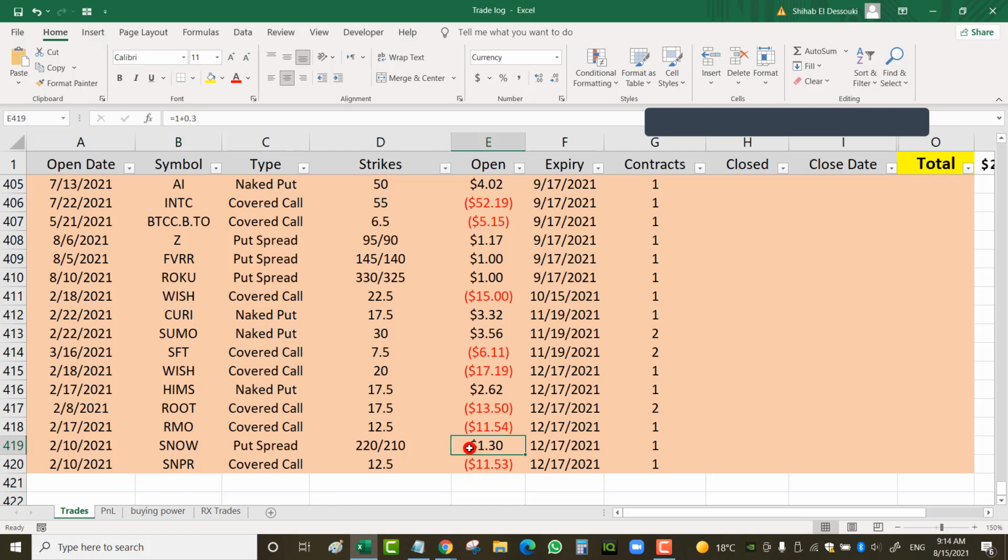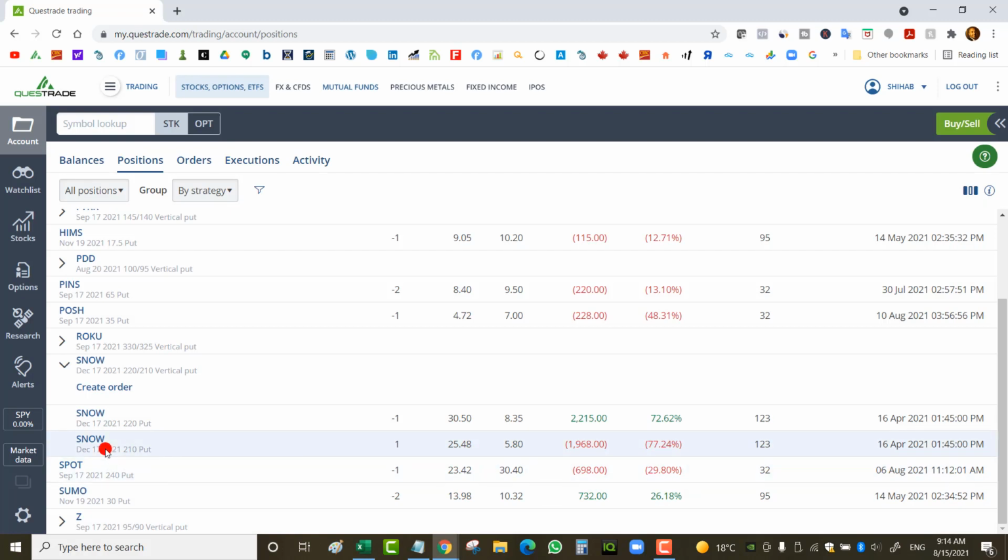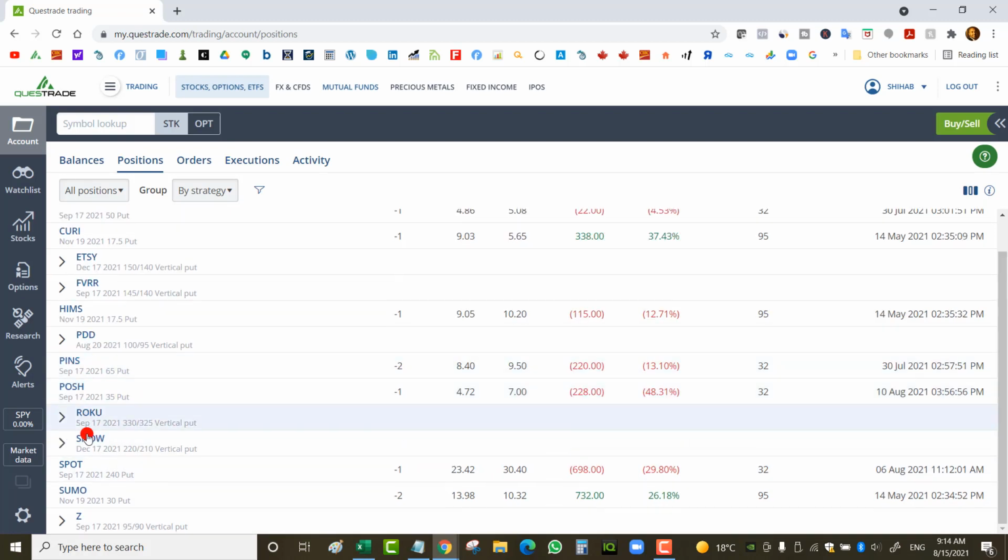So I have a total credit of $1.30. It expires December 17. Snow, I think, is above 260. So it's safe. It's just that it's not closable. The spread is not closable yet because it's all the way to December. But at least I didn't confirm a loss the first time, and I just rolled it.